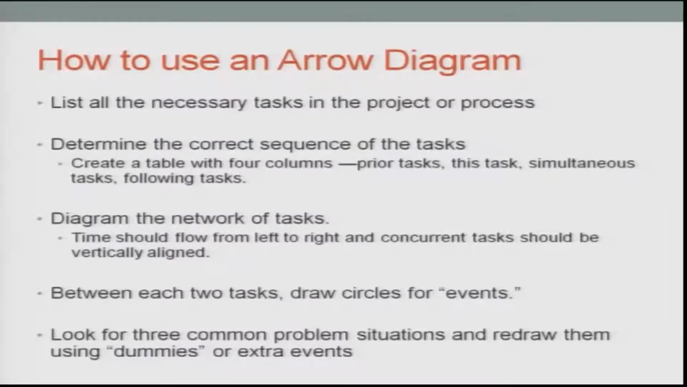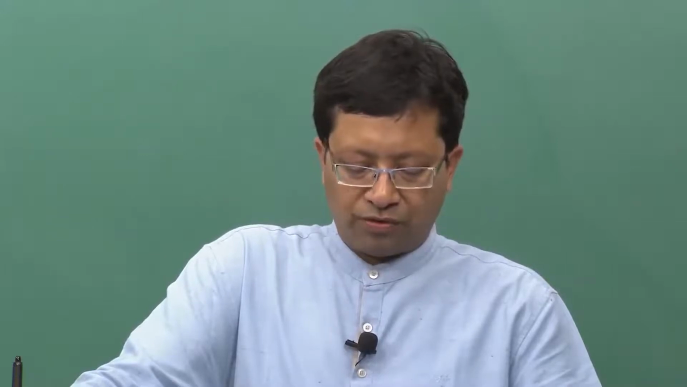Time should flow from left to right, as you have seen for the tree diagram. The example which I gave for the tree diagram was from the top to the bottom. The example shown on the slide was from the left to the right. So, in this arrow diagram, it will be from the left to the right, starting from the source to the sink, or the start job to the end job. Time should flow from left to right and concurrent tasks should be vertically aligned.